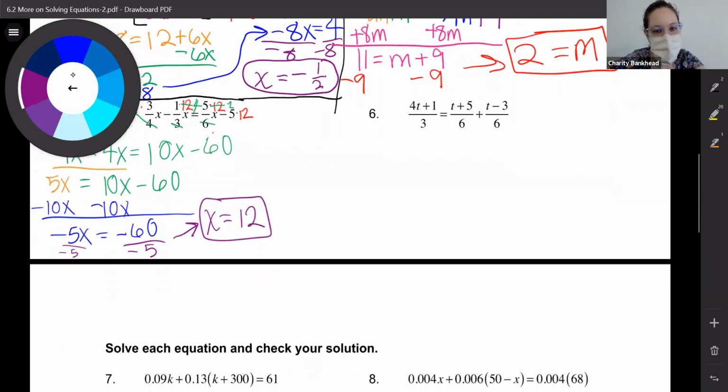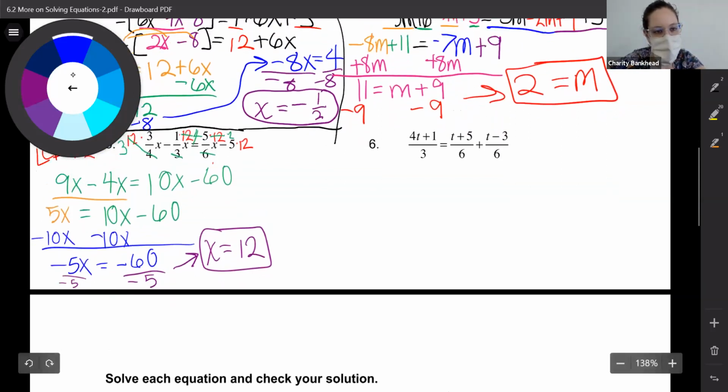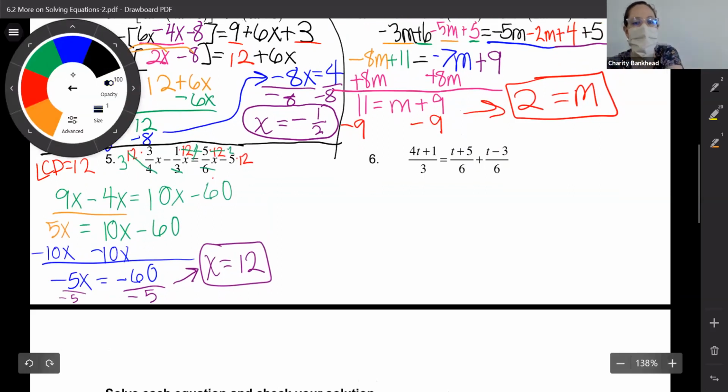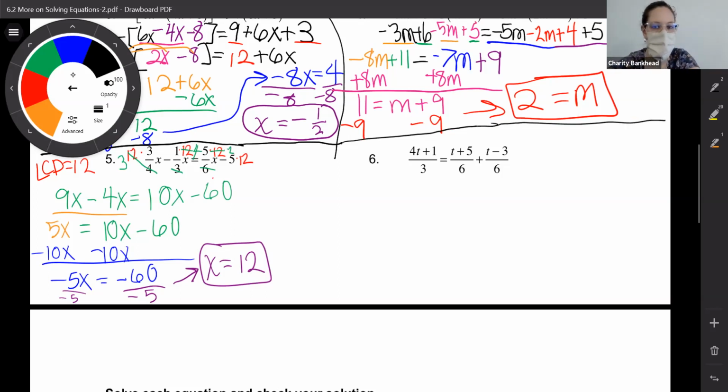Okay, so number 6, again, we've got fractions all over the place here. So I'm going to, again, say let's start by figuring out the LCD. So what would be the LCD? Well, we can actually go smaller than 12.